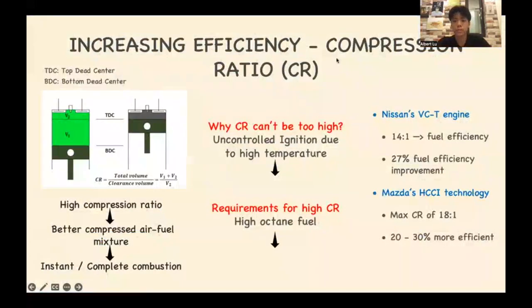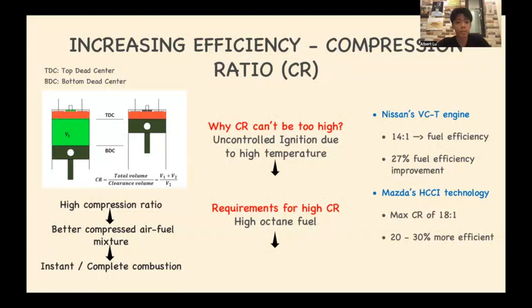So first of all, compression ratio. For the picture on the left, we can see that the compression ratio is measured as the total volume of V1 plus V2 divided by V2. V2 is the volume marked red, and the lower the V2 is, the higher the compression ratio is, according to this formula. And in real life, the lower V2 means the air-fuel mixture is better compressed by the piston.